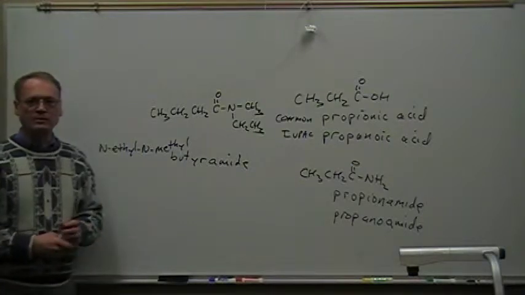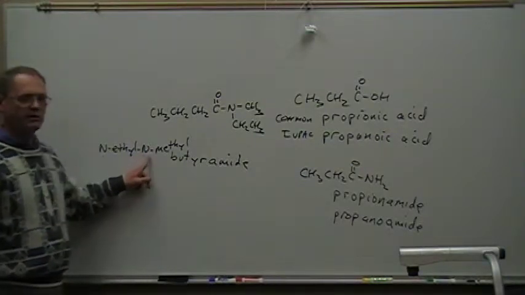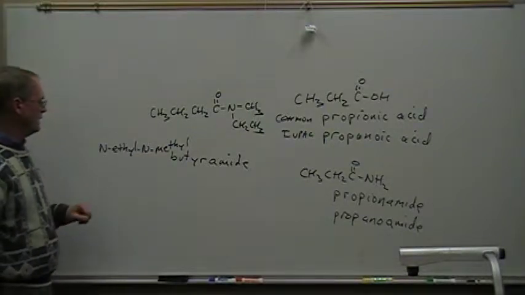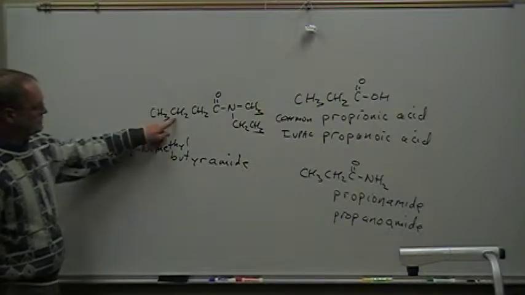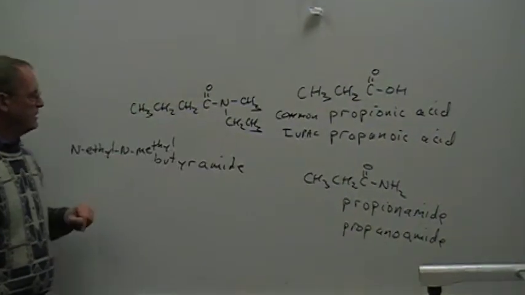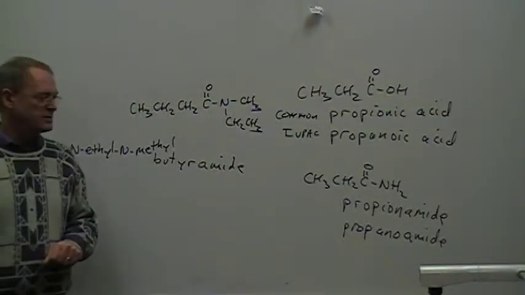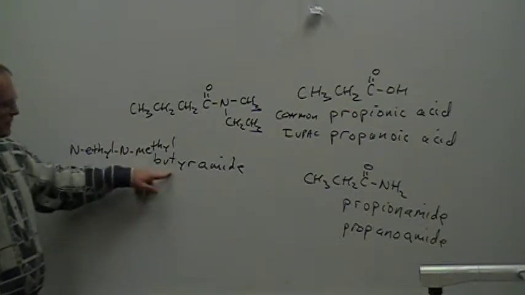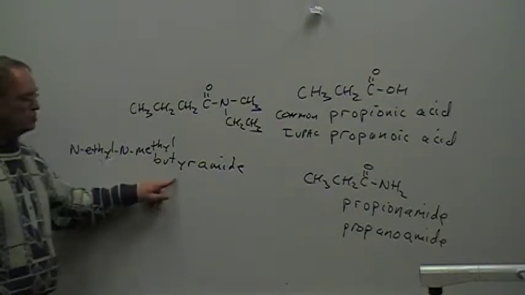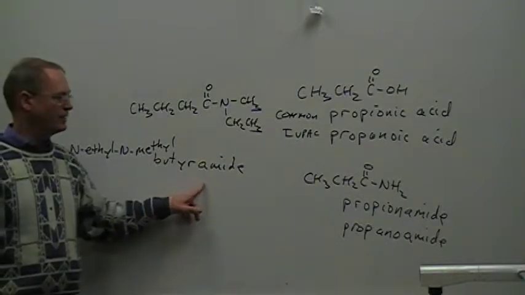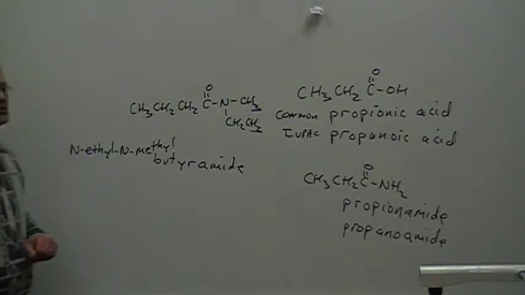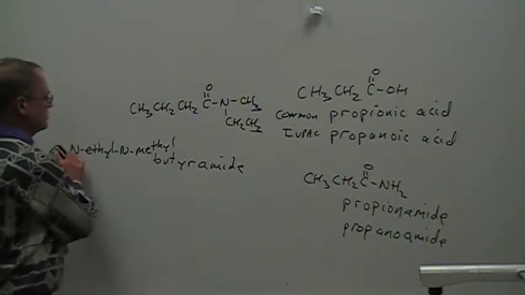This is the first time we've seen a capital letter used in a name to indicate where a group is attached, and typically that's only going to happen with nitrogen. If we have an ethyl group on this carbon, that would be 3-ethyl. If we have an ethyl group on the nitrogen, that's going to be N-ethyl. This is the common name. What would the IUPAC name be? N-ethyl, N-methyl, butanoamide, because it would be based on butanoic acid. Let's do a couple more examples, and then I'll give you a chance to try some on your own.